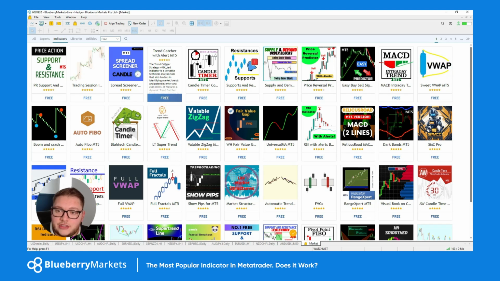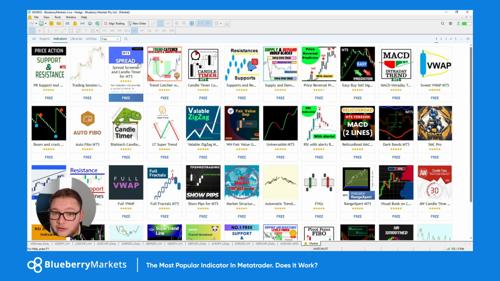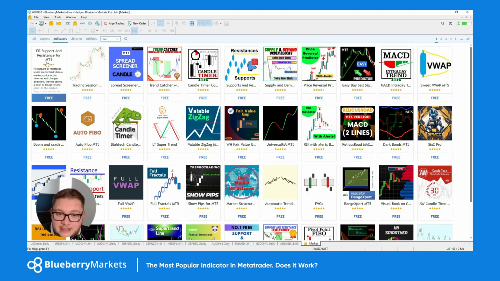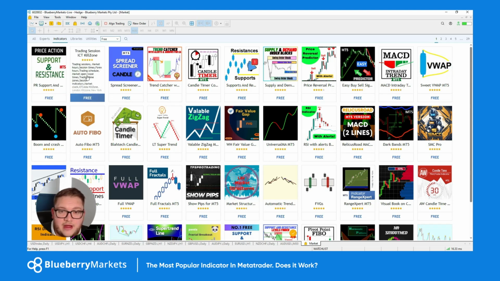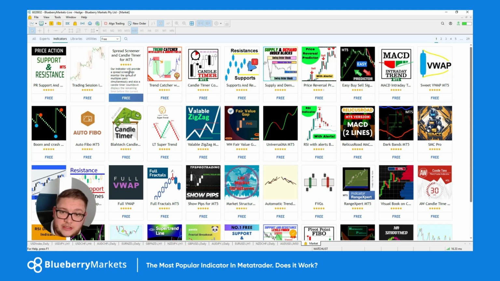It's called the Trend Catcher with Alert on MT5. The reason why I'm looking at this one is I've already had a little look. This one here, support and resistance, is really basic. It's not really going to give you anything to work off, in my opinion. It's just highlighting highs and lows, which are pretty obvious to see. So we don't really need to work on that. This one, the trading session ITC kill zone, is just showing you the Asia session, London session, and New York session. And this one is just a spread screener.